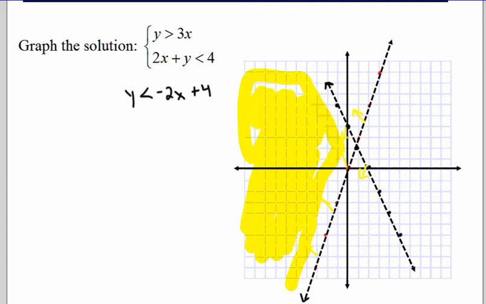Anything below, maybe I'll extend this so we see this better. I'll extend this line on out. Anything below this line, but above the other line, is a solution to our system. Okay.